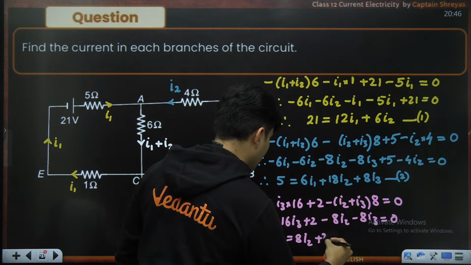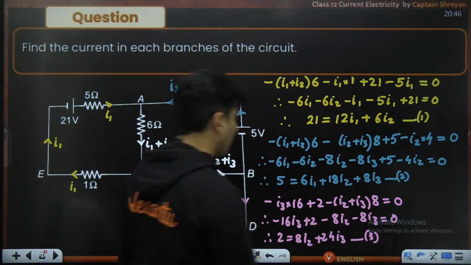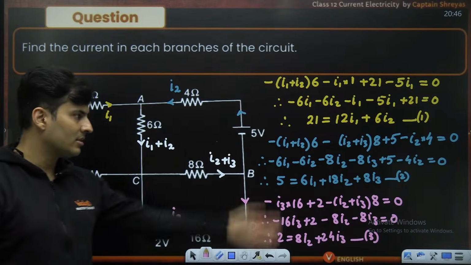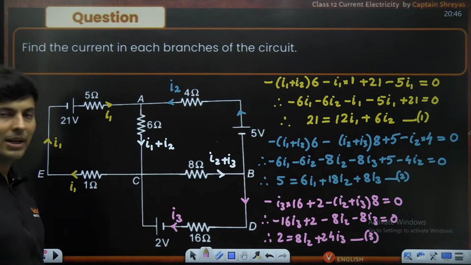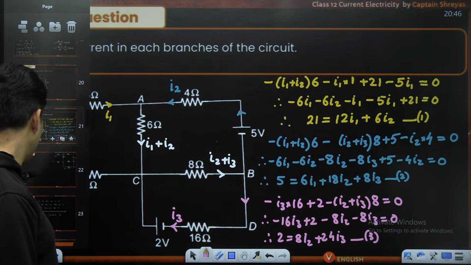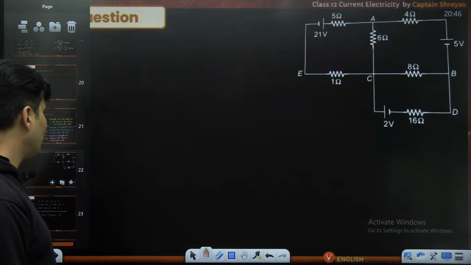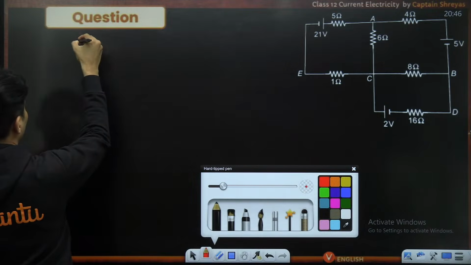So plus 24 I3. This is equation number 3. So we got 3 equations; solve them in your own leisure time. I just wanted to show you how to apply Kirchhoff's law. Solving them, you will get the answers. I have put the answers on the next slide, but you can definitely solve it as homework. So please take it up as homework to solve them.